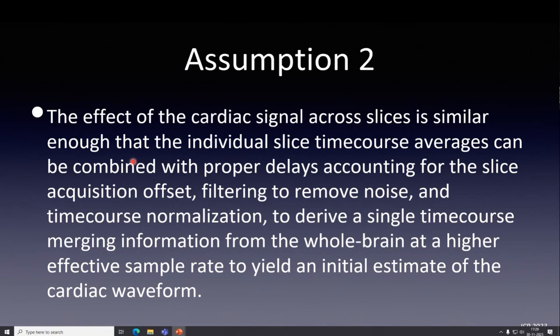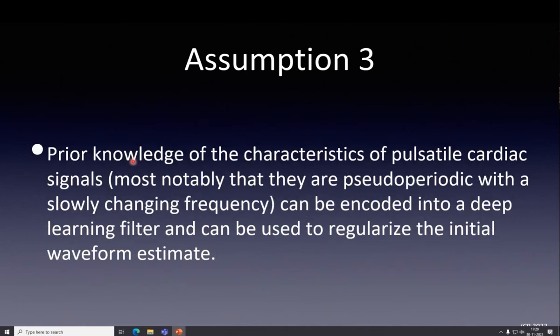It turns out that even doesn't have to be that true, because TR of 4, multiband factor of 4 works fine too. So you need to find a way of intelligently merging the time courses you get from each of these. And the third is that we know that the cardiac signal is periodic, pseudo-periodic. That helps a lot, right? Because that gives you some symmetry that you can use to clean the signal up once you get something to begin with.